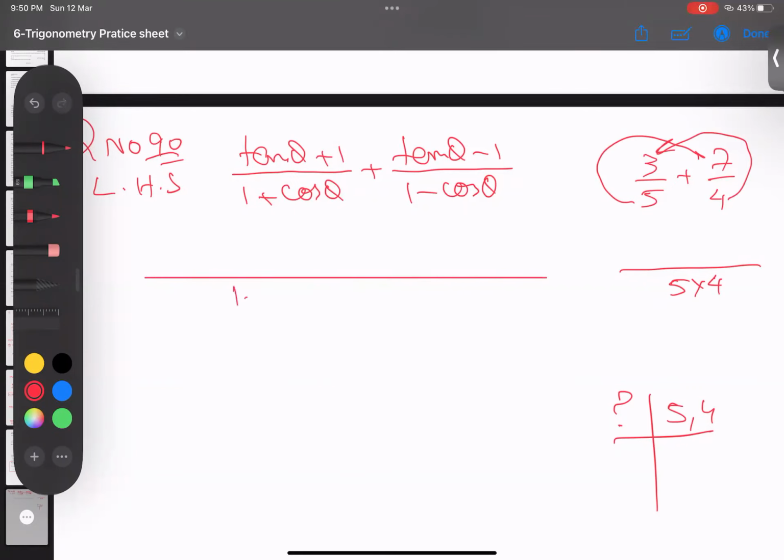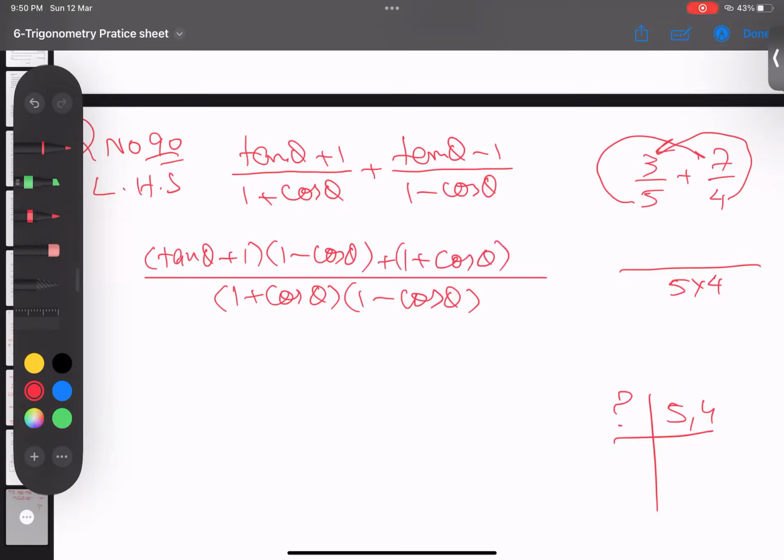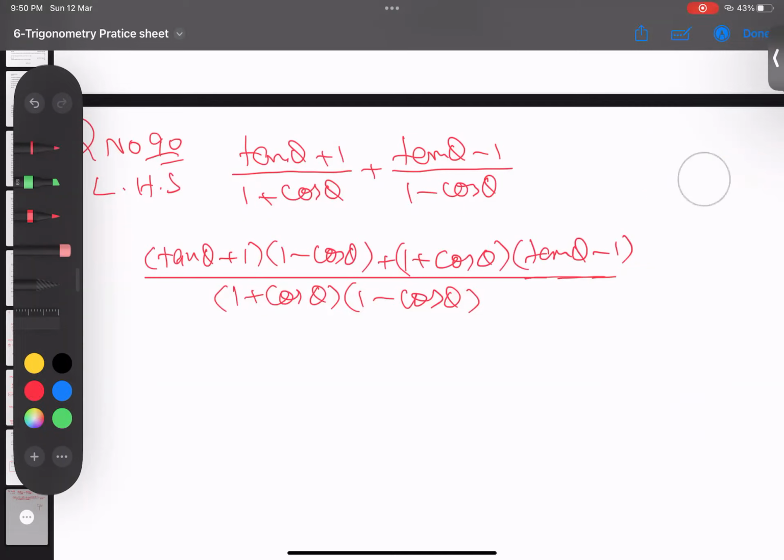So I am writing 1 plus cos theta and 1 minus cos theta, and this will multiply there and this will multiply there. I hope all of you understand what is going on. I gave one example: 1 plus cos theta multiplied by tan theta minus 1. Alhamdulillah, I believe the point is very clear. This is just the idea which I explained to you.